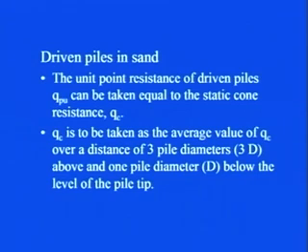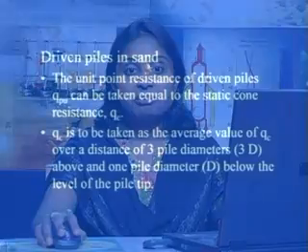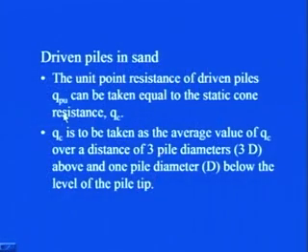The unit point resistance of driven piles, that is QPU, can be taken equal to the static cone resistance QC. You have the data from static cone penetration test and standard penetration test also. You know that to know the allowable load or the ultimate load carrying capacity of the pile, you need to have the ultimate point bearing resistance plus the ultimate skin friction resistance. So, in case of driven piles in sand, this unit point resistance can be directly taken to be equal to QC. QC is to be taken as the average value of QC over a distance of 3 pile diameters, that is 3D above and 1 pile diameter D below the level of the pile tip.